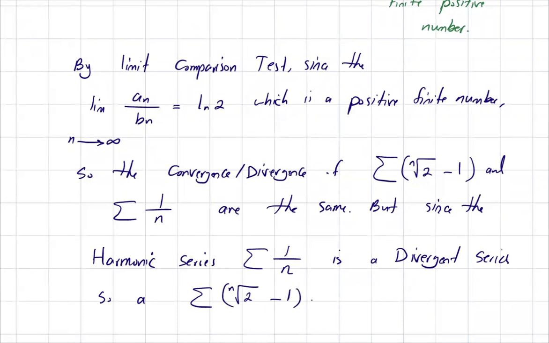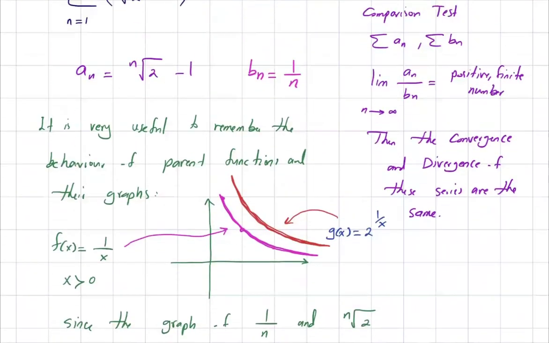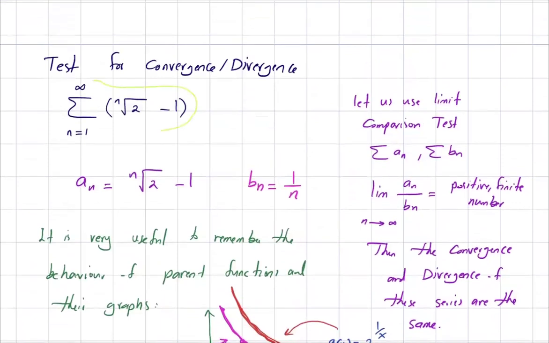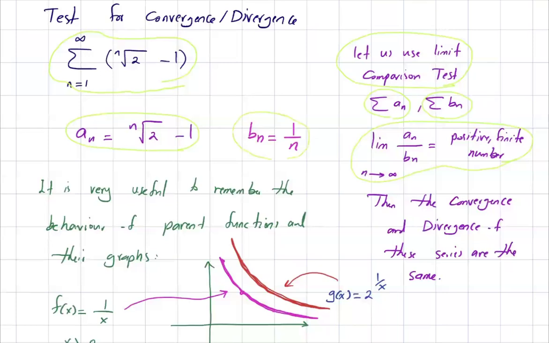Let's recap what we did. Our goal was to analyze the convergence and divergence of the nth root of 2 minus 1. We wanted to use the limit comparison test for two series, one of which is known in behavior. If you find the limit of an divided by bn as n goes to infinity, and if the limit is a positive finite number, we can say that the convergence and divergence of the series are the same. I wanted to compare the nth root of 2 minus 1 with 1 over n.